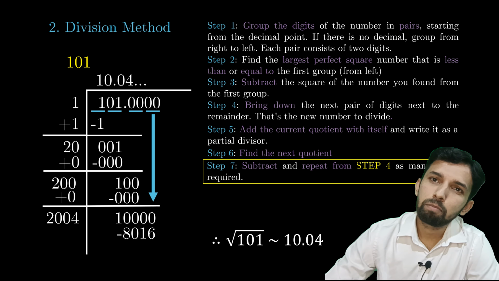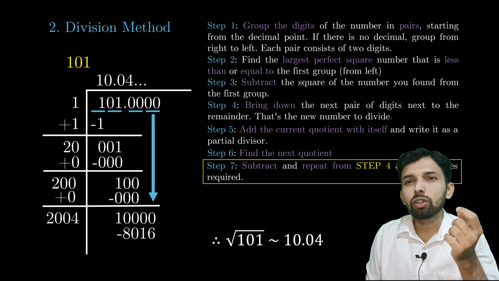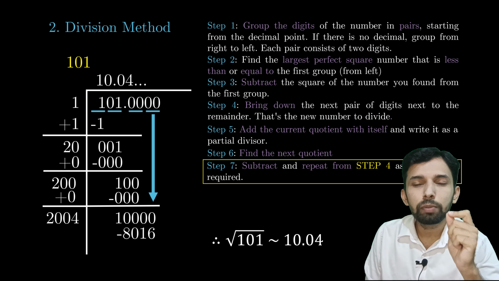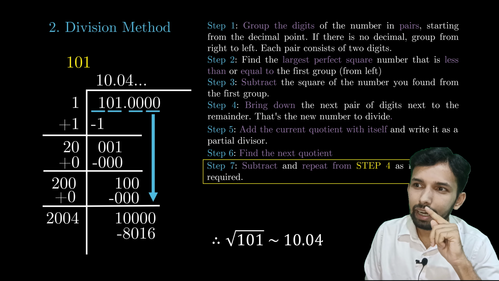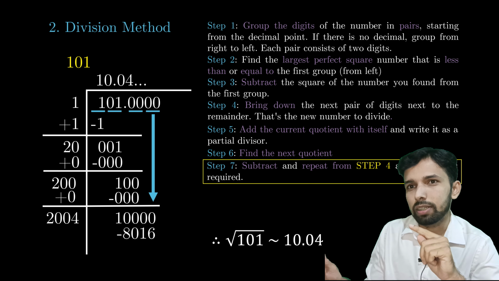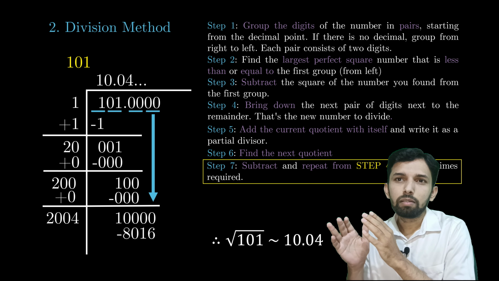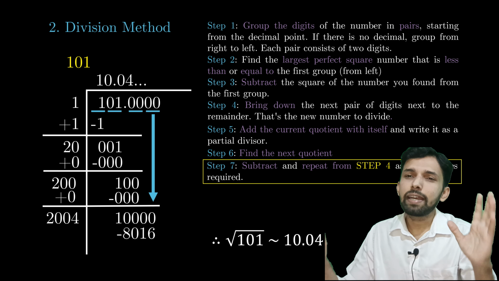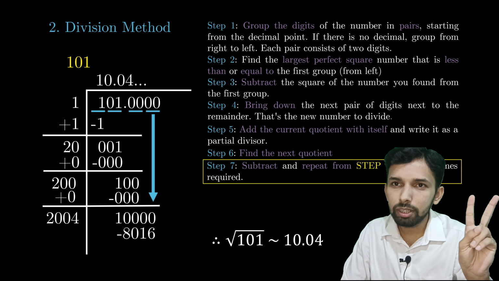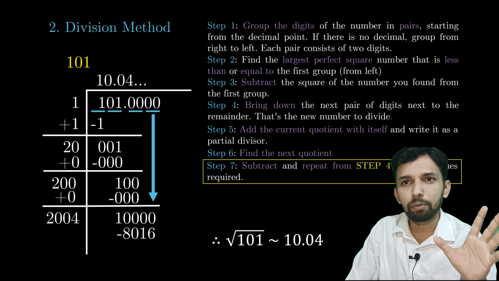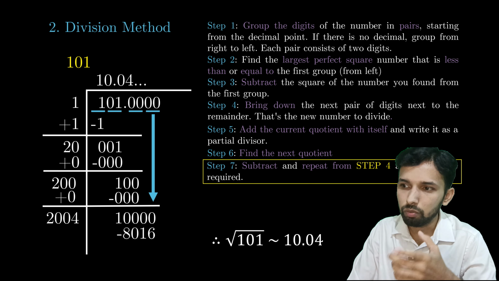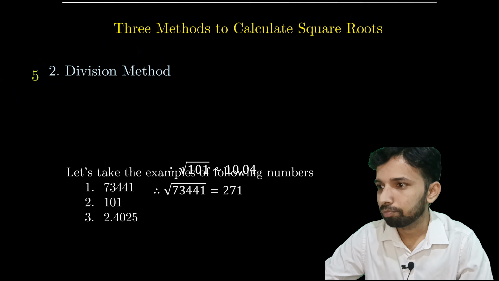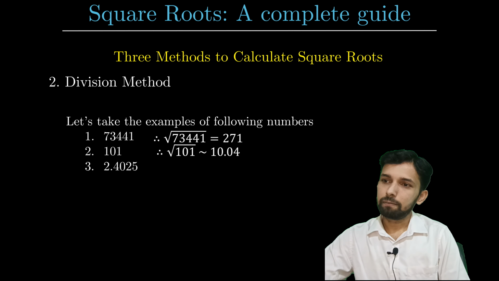But we don't repeat. Let me tell you a fact. If the number is not a perfect square, the square root of that number is going to be an irrational number. Meaning that after this decimal, if you continue this process, it is going to repeat many of the numbers without any pattern, completely random. This is not going to end. So two decimal place values are considered a good enough approximation. So we'll leave it here. Square root of 101 is nearly 10.04. We end it here. That's it for the second number.